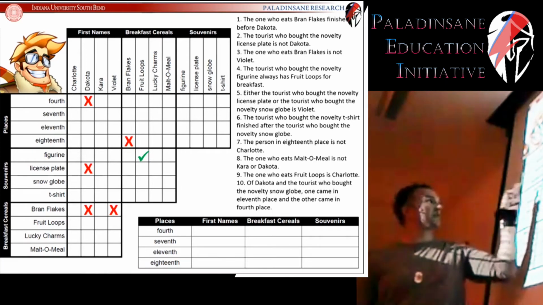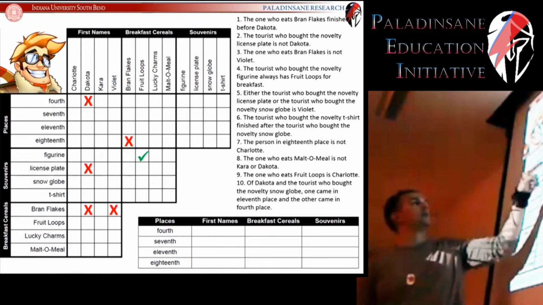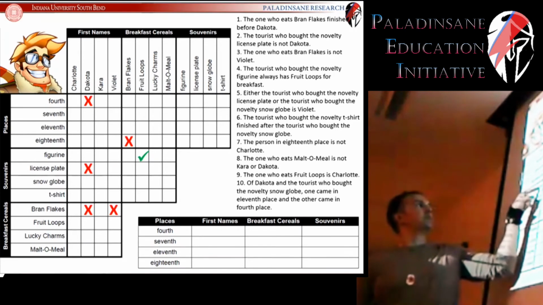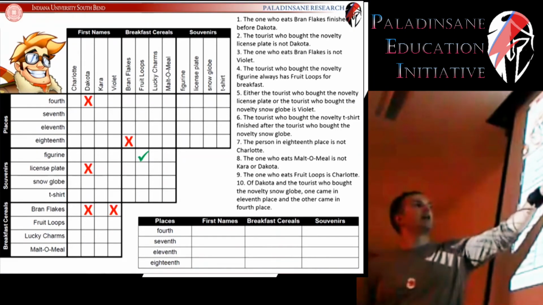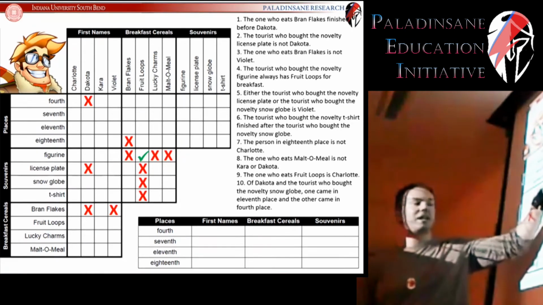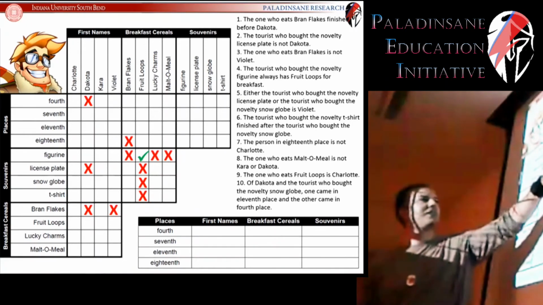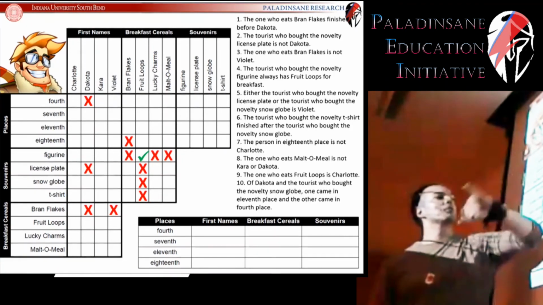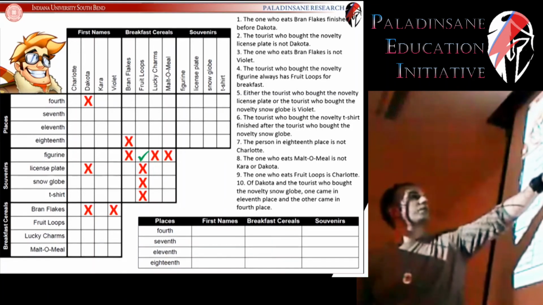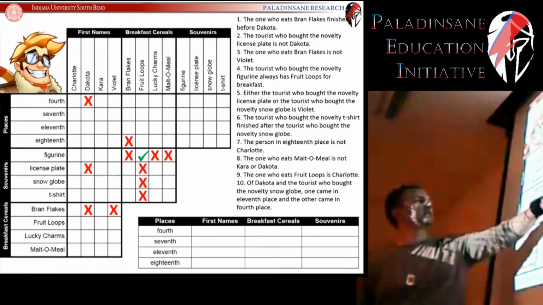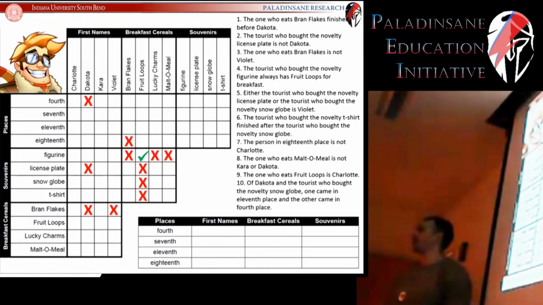So the person who has Fruit Loops likes the figurine, bought the figurine, which means the person who bought the figurine does not eat bran flakes, Lucky Charms or malto meal, and the person who eats Fruit Loops did not buy the license plate, did not buy the snow globe, and did not buy the t-shirt.